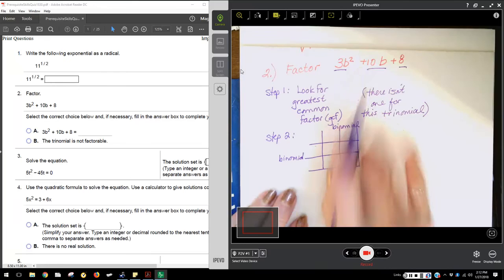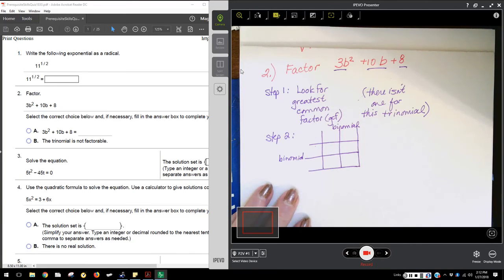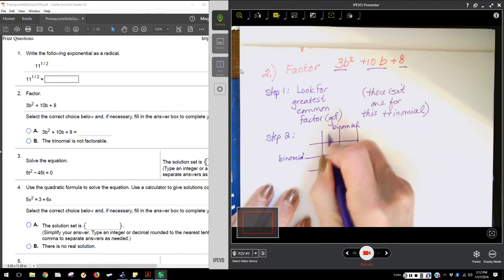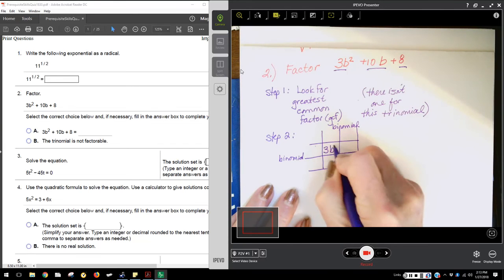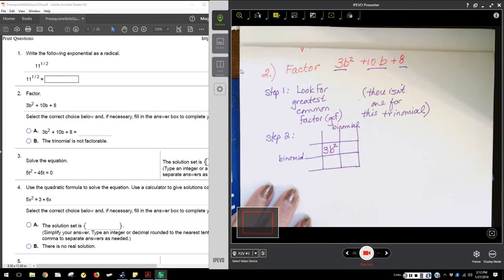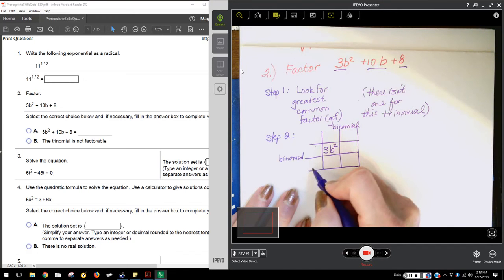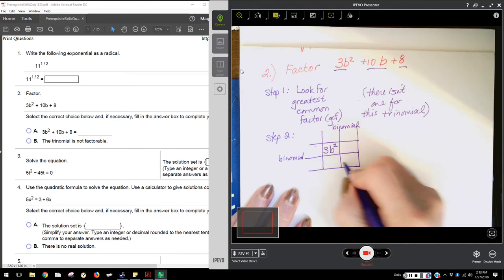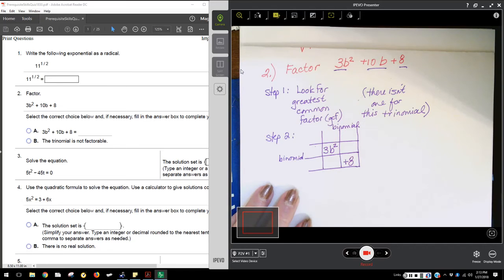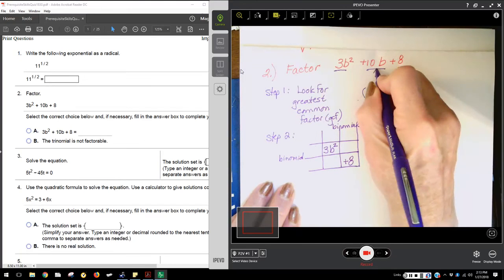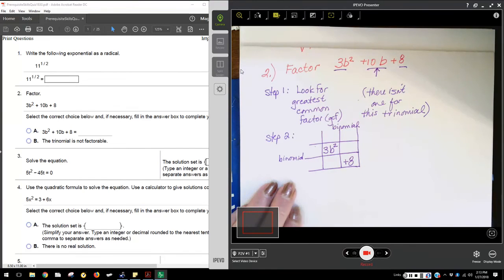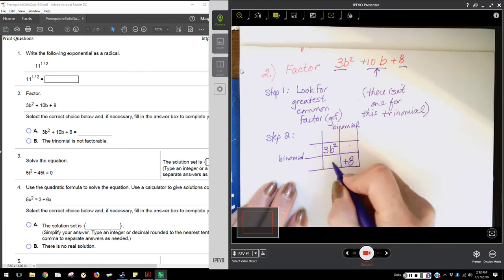And what we know from multiplying binomials together is that when we multiply the first 2 terms, we come up with the first term of the trinomial. And when we multiply the last 2 terms of both binomials, we come up with the last term of the trinomial. What we don't know in this case, because it's already been combined into 10b, is what goes in these 2 boxes that added together give us positive 10b.